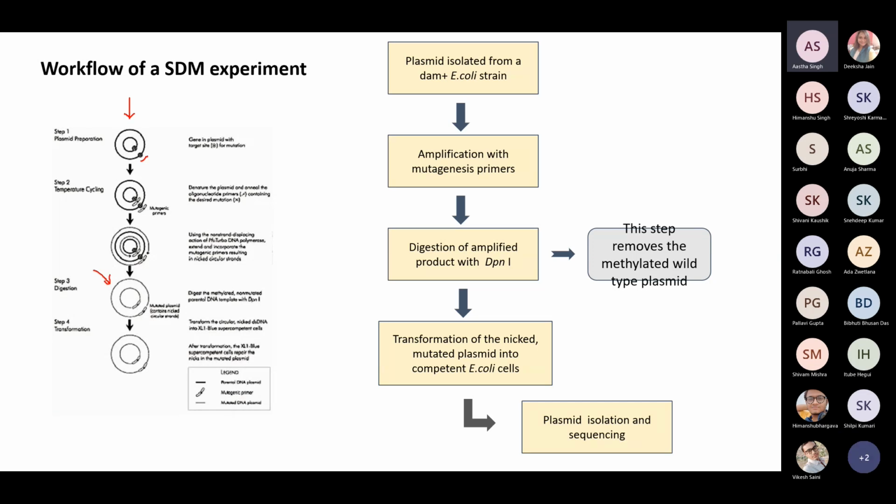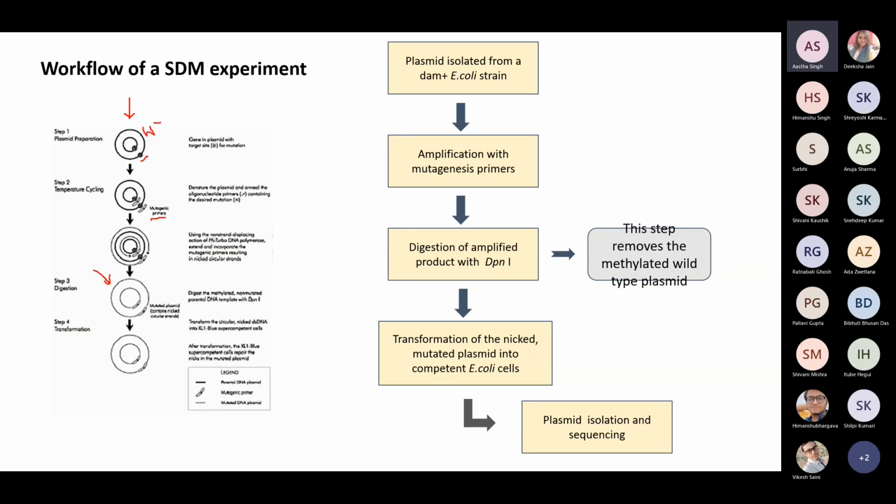Now, this particular amplification is done with a very good proofreading enzyme, for example, fusion polymerase, which has a very low error rate. We need to use a highly efficient proofreading enzyme so that unwanted mutations are not introduced. So upon doing PCR with these two mutagenic primers, you'll get a nicked circular kind of plasmid.